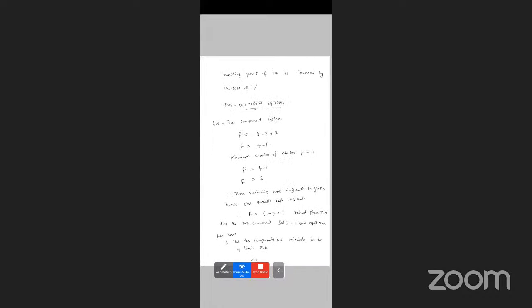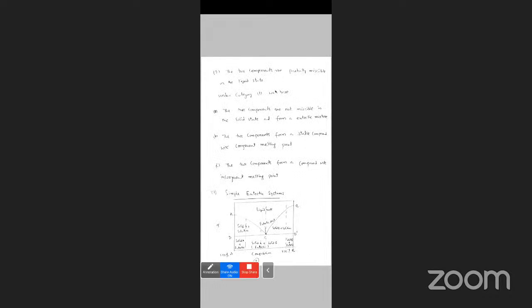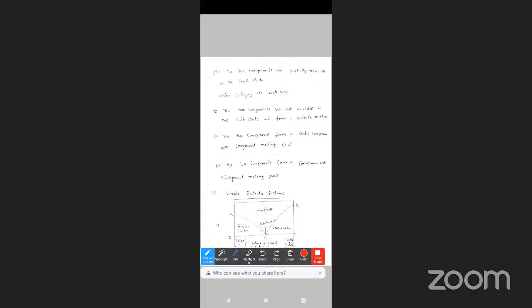So one is completely miscible, or we can say miscible in solution or in liquid state. In this one, the components are miscible in the liquid state. And in this, the 2 components are partially miscible in the liquid state.